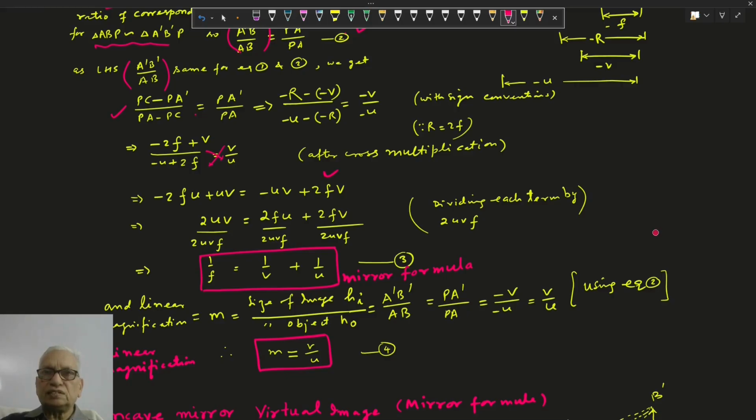UV एक साइड उधर ले गए लेफ्ट की तरफ, तो 2UV इधर आ गया, 2FU plus 2FV, and every term is divided by 2VU. That will cancel out to 1 by F equals 1 by V plus 1 by U. This is the mirror formula.